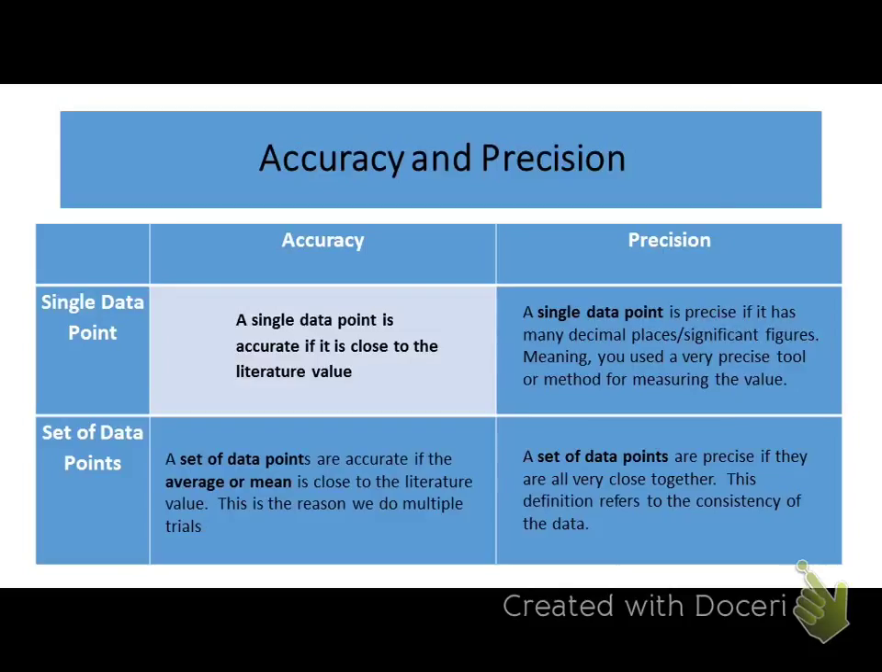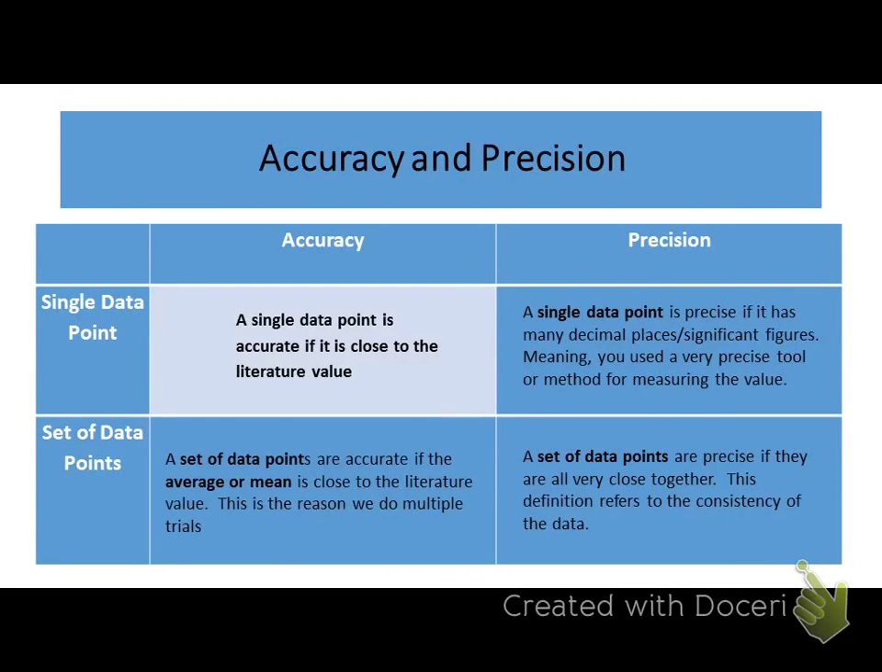What about for a set of data points? Well, when we do an experiment, and like I said earlier, we gather a whole bunch of data points, we're going to average those data points. If the average value is close to the literature value, then we'll say it is accurate. So it's important that when you do an experiment, you do it multiple times or have multiple trials.